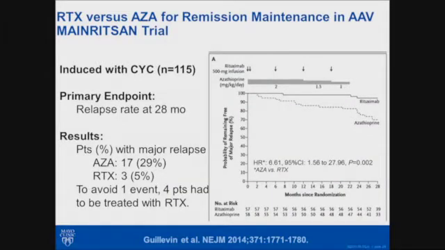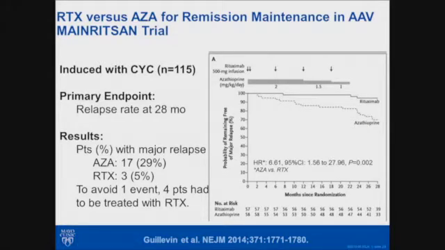So rituximab has recently been approved by the FDA for remission maintenance. And this goes back to the results of a trial that was conducted in France that compared rituximab to azathioprine or Imuran for remission maintenance after remission had been induced with the combination of glucocorticoids and cyclophosphamide. And this trial showed unequivocally that the patients who received rituximab had a much lower occurrence of severe relapses compared to the patients who received azathioprine.